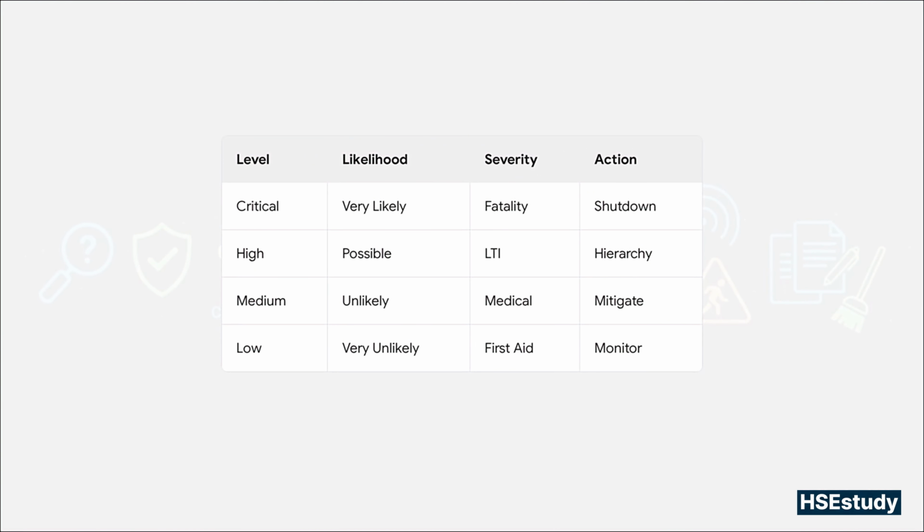We're combining likelihood, so the probability of an event happening, with severity, the actual consequence if it does happen. If a scenario is very likely to cause a fatality, well, that's a critical risk. The required action there isn't handing out extra gloves. It's an immediate shutdown or a complete system redesign. You use this matrix to explicitly dictate how you deploy the hierarchy of controls. You always aim to eliminate the hazard first, substitute it second, use engineering controls third, and only ever rely on PPE as your absolute last resort.